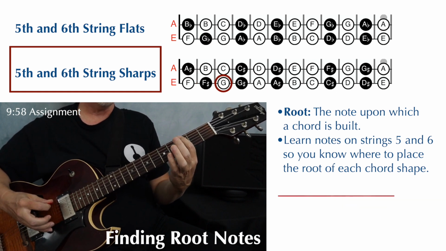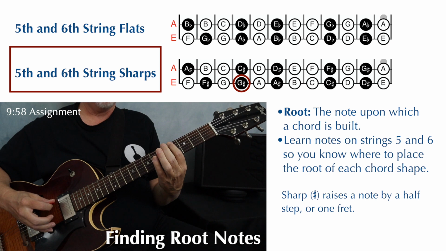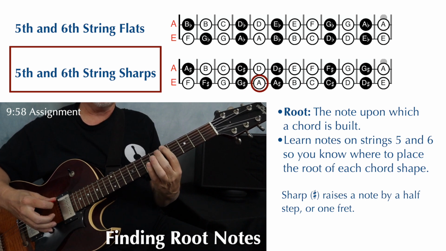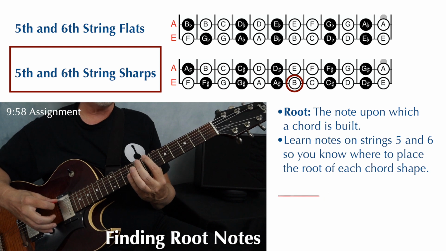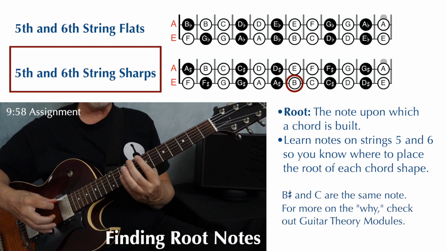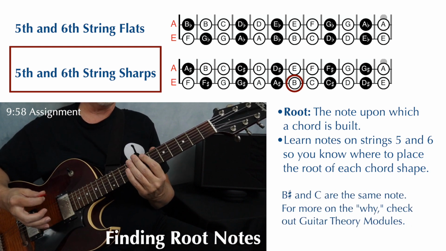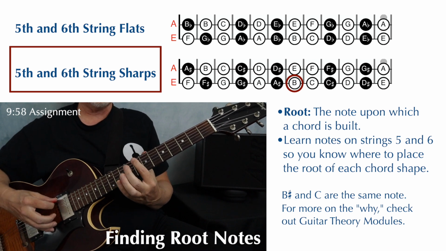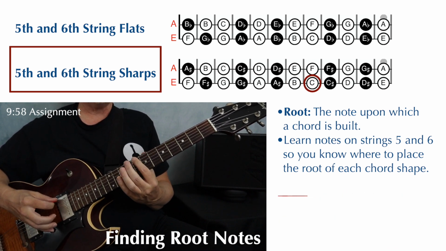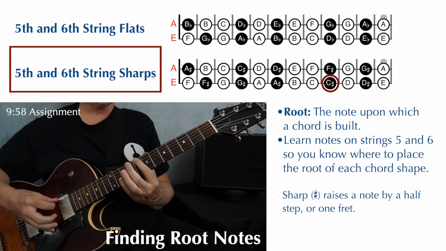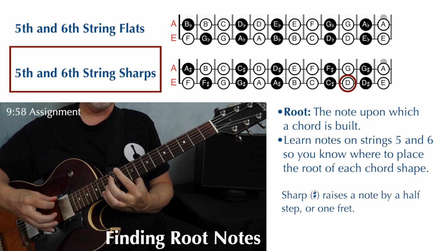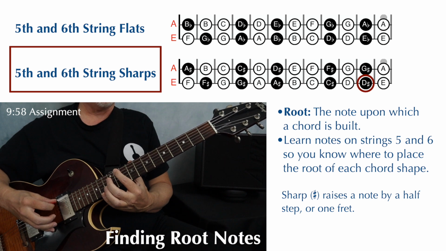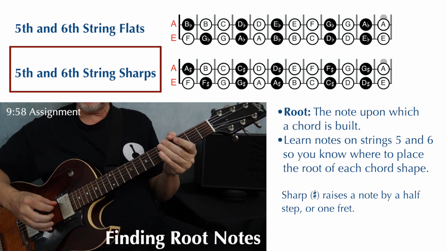Here's my G, there's my G sharp. There's my A, 1 fret to the right is A sharp. There's my B. Technically, B sharp and C are the same note, but again, we're not really going to get into that in this series. So there's just my B and my C. 1 fret to the right of my C is C sharp, D, and D sharp. And that works on the 5th string as well.